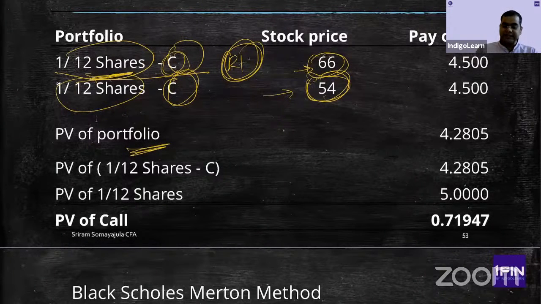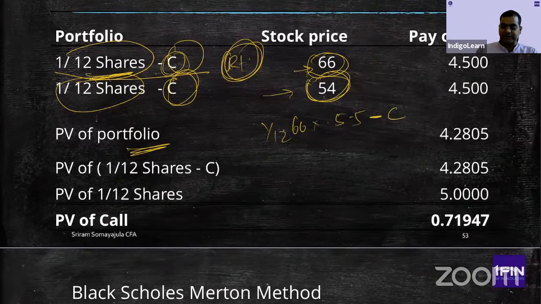So if you see this, 1/12 of a share minus call option, that is, you have sold a call. And when the stock price is 66, what is the value? What is 1/12 into 66? It is 5.5, and you have sold a call, so 5.5 minus C. Then 1/12 of a share minus C when the stock price is 54. 54 by 12 is what? 4.5. Right, 4.5 minus C.